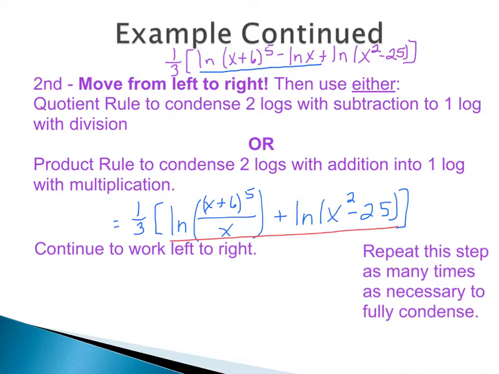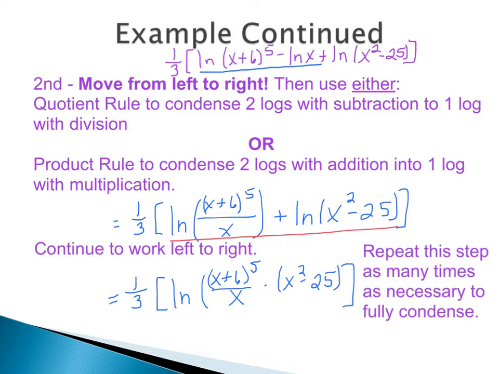So what we have here then would be the 1/3 still on the outside, natural log of x plus 6 to the 5th all over x, and then times that x squared minus 25. So what happened was we got rid of that second log. Now this isn't exactly the prettiest answer that we have. We do want to make this into one fraction.